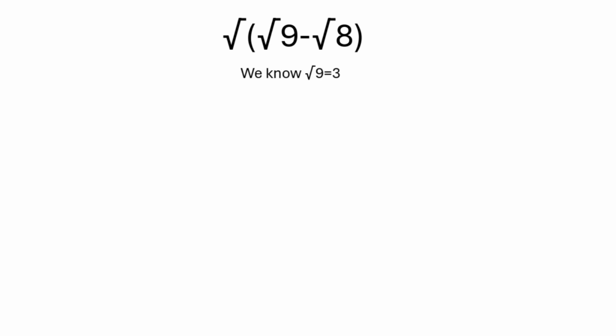Today, I solved this math Olympiad question. The expression is the root of the quantity root 9 minus root 8. First, we know that the root of 9 equals 3. Next, the root of 8 can be written as the root of 4 times 2, which equals 2 root 2. So the expression becomes root 3 minus 2 root 2.